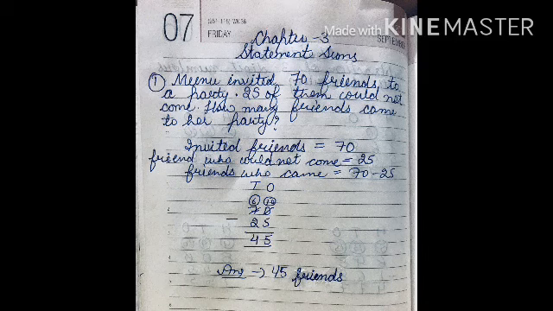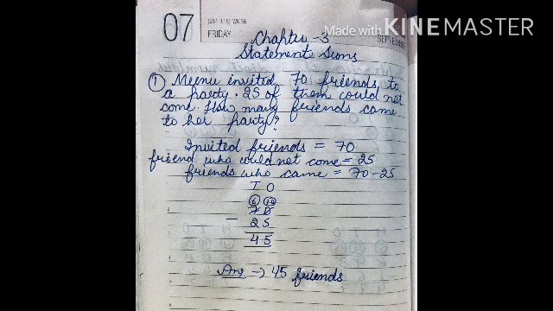So the next point is to underline the important points. In the first line, Meenu invited 70 friends to a party. Underline invited 70 friends. In the second line, underline 25 could not come. And in the third line, underline how many friends came. And after that, how will you write it in the notebook? Write, invited friends is equal to 70. Friends who could not come is equal to 25. And friends who came is equal to 70 minus 25.